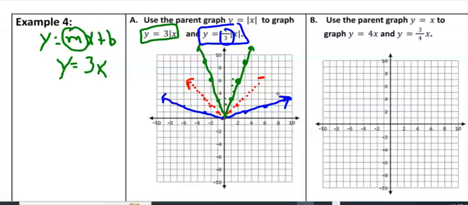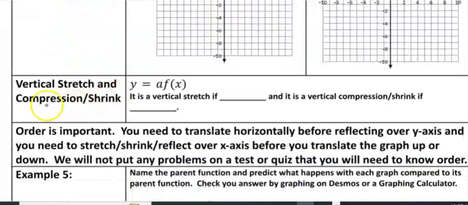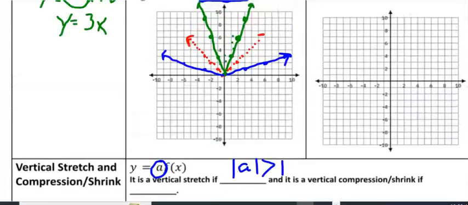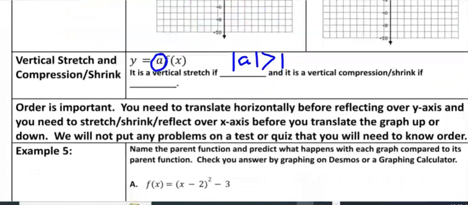Okay, so vertical stretch and compression shrink. It is a vertical stretch if your number out in front, this number right here, absolute value, is greater than 1. Notice, 3 is greater than 1, isn't it? Correct? Absolute value, because the negative out in front is going to be the reflection, isn't it? So it's always the absolute value. So that's called a vertical stretch.